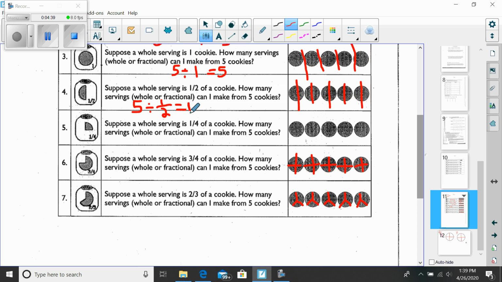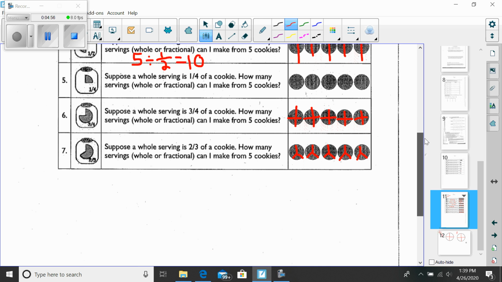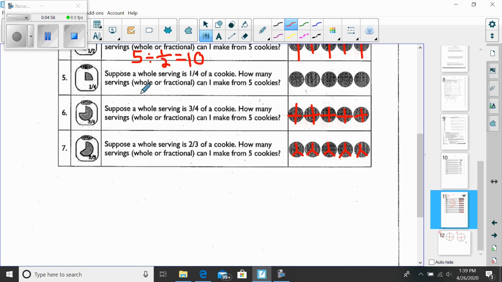And so there is certainly support for the idea that we would flip the second fraction and multiply. We can see that this number is being multiplied by the second divisor. So very similar concept in number 5. All right, so you try 5.